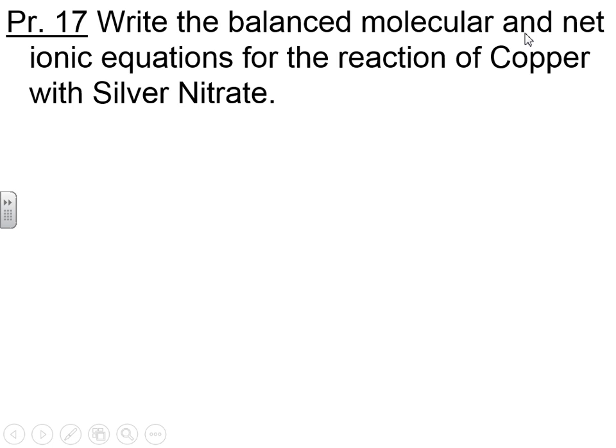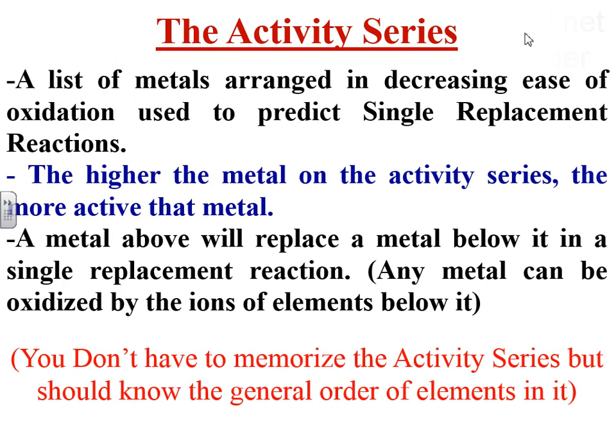The idea we'll talk about next is the activity series. Now, the activity series is a list of metals arranged in decreasing ease of oxidation. This may sound a bit complex, but we'll show you some examples and it'll make a little more sense. Here it says the higher the metal on the activity series, the more active that metal is, and that's why it's called the activity series.